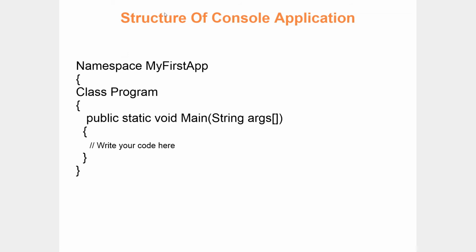When you talk about the structure of a console application, by default, every console application comes with one default namespace. It looks like namespace followed by the namespace name. You can give any name, you could even give your own name. By default, your project name will be considered as the namespace name. But if you want to change it, you can.